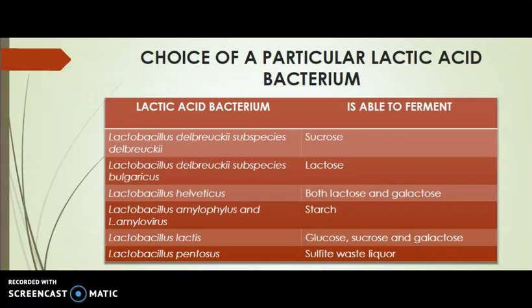Lactobacillus delbrueckii subspecies delbrueckii has the ability to ferment sucrose. Lactobacillus delbrueckii subspecies bulgaricus has the ability to ferment lactose, and Lactobacillus helveticus has the ability to ferment both lactose and galactose. Whereas Lactobacillus amylophilus and Lactobacillus amylovorus have the ability to ferment starch, and Lactobacillus lactis can ferment glucose, sucrose, and galactose, whereas Lactobacillus pentosus can ferment sulfite waste liquor.